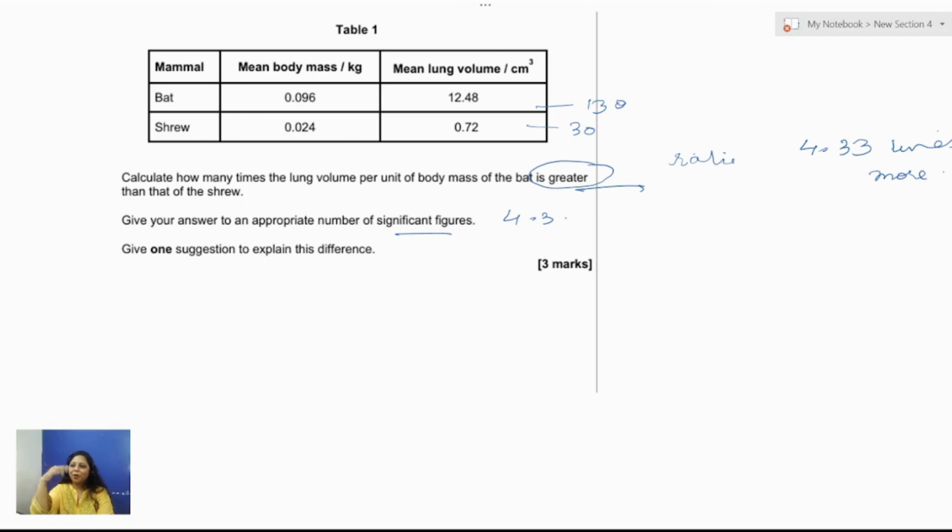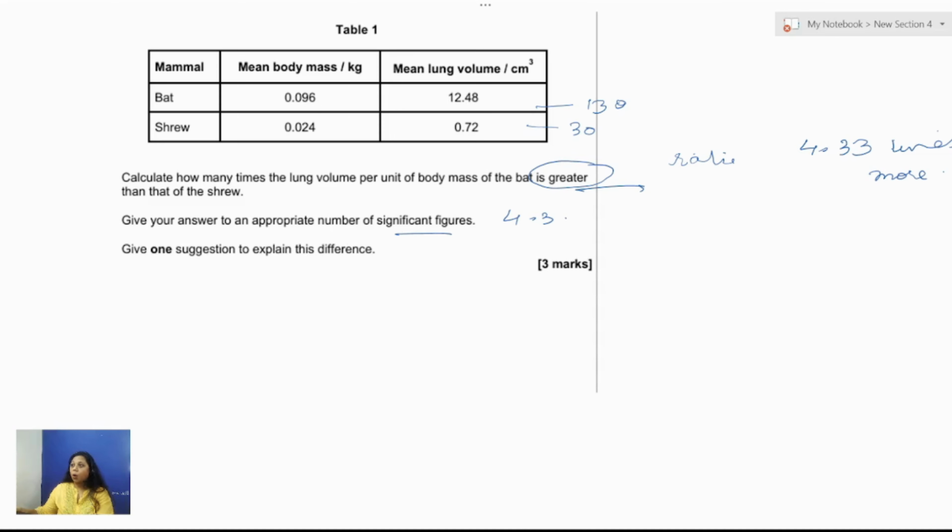Because they need more oxygen in flight. They're using more energy in flying than shrews. Though this reason is not asked, I'm just asking why do they need more oxygen as compared to shrew? Why is there an adaptation? Okay, let's move to the next question.